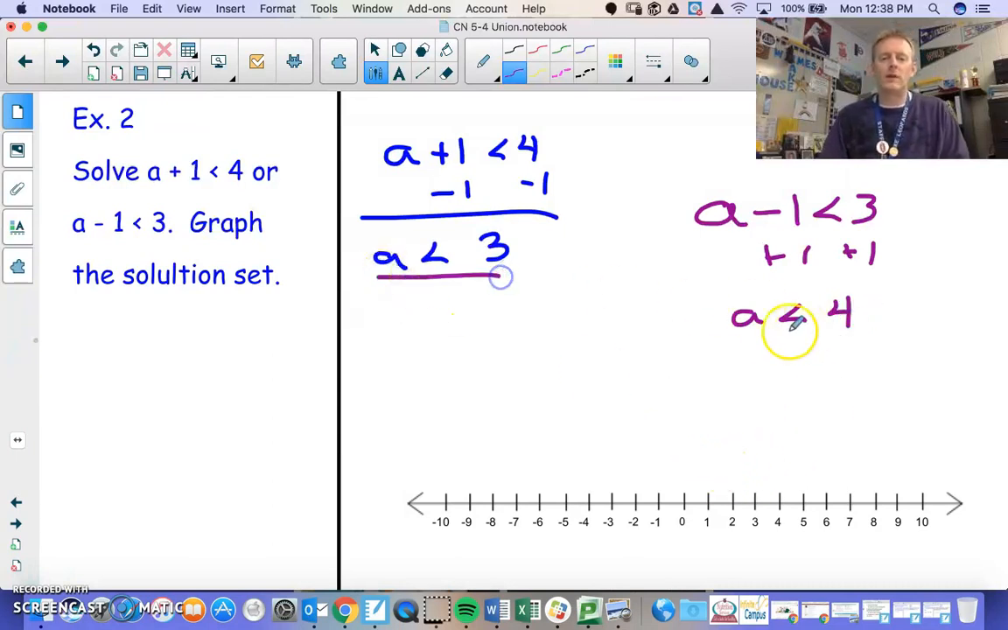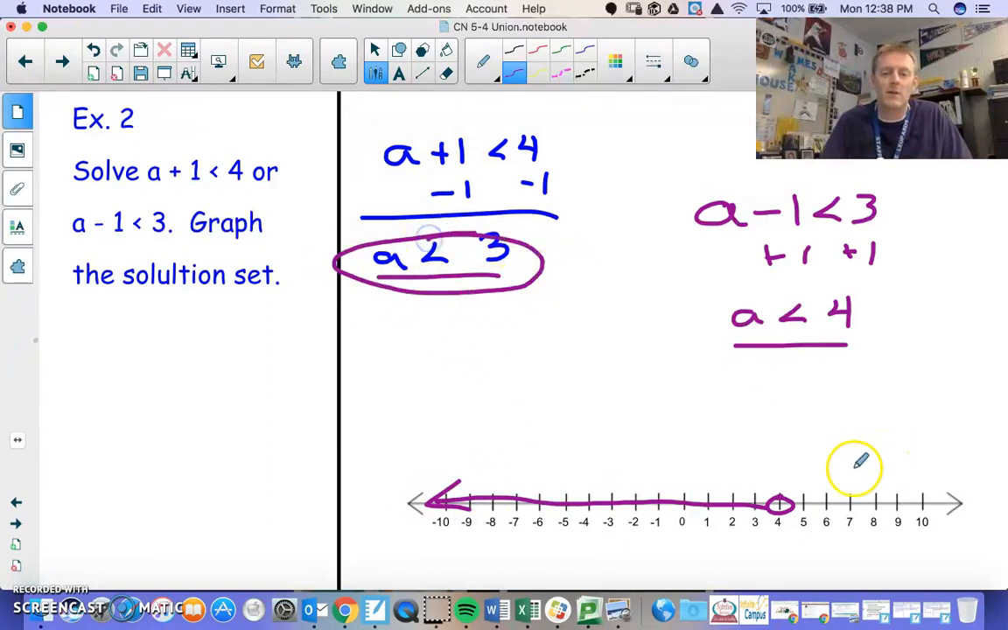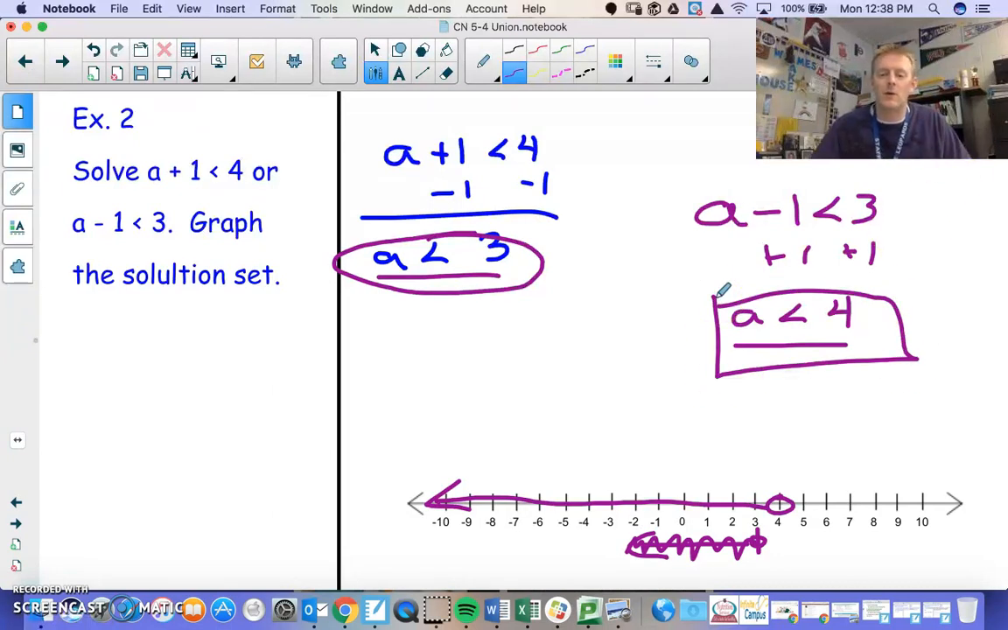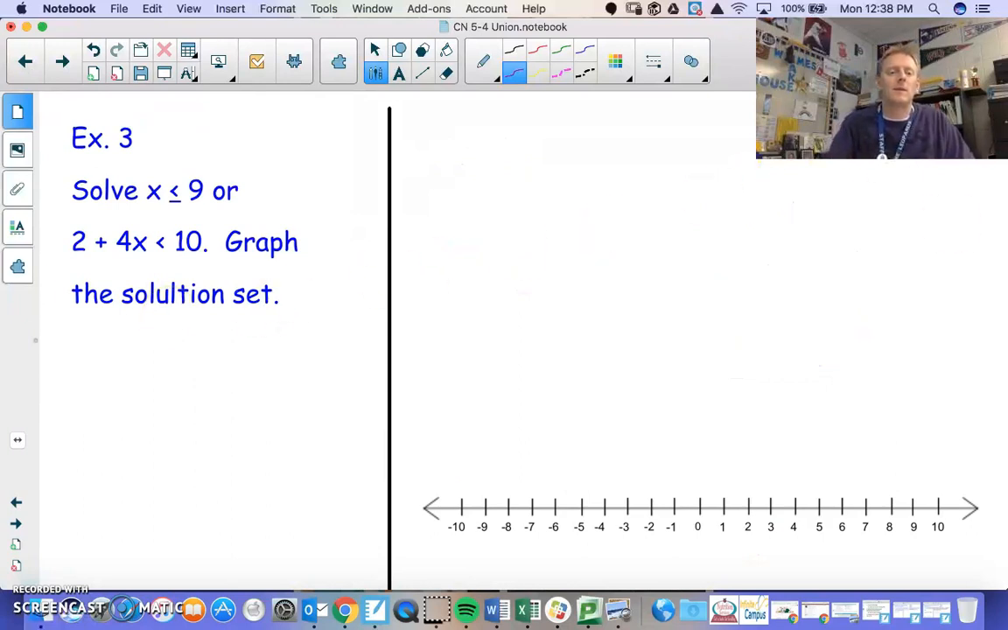So we have two very similar types of inequalities. A is less than 4 will be an open circle going to the left. A is less than 3 will be an open circle going to the left. Since this one encompasses more things, it covers the entirety of that one, because that one would have been an open circle to the left at positive 3. Because this one covers that, this line doesn't need to be drawn, because it's being covered by a is less than 4. All right, one more and then we'll be all done here.